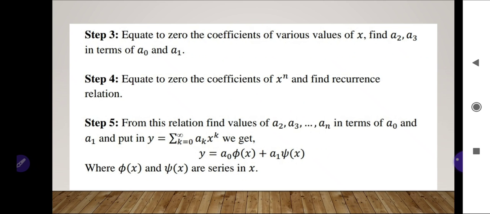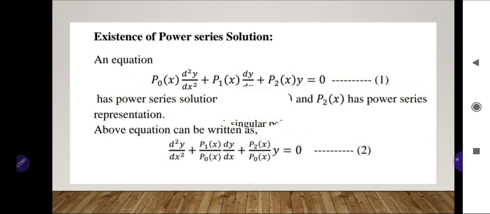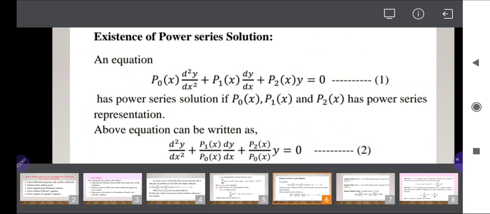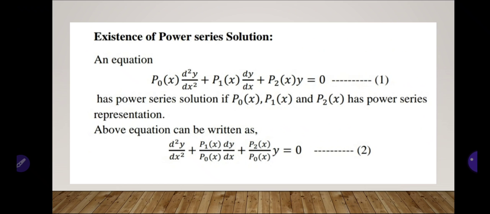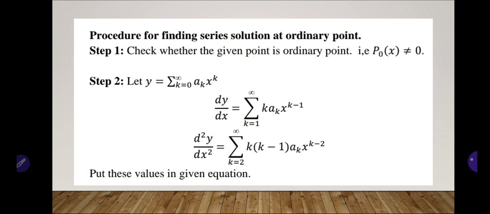So in that series, constant terms are there, terms of x are there, terms of x square are there, terms of x cube, terms of x raised to 4, like that. So all these terms are present, and our equation's right hand side is 0. If you look at equation number 2, the right hand side is 0, and on the left hand side you will get a series form after putting y, dy by dx and d square y by dx square. That means we can compare this series with the right hand side, that is with 0.